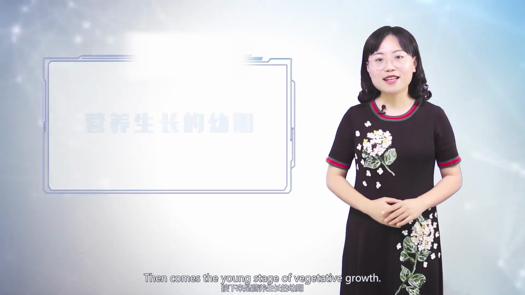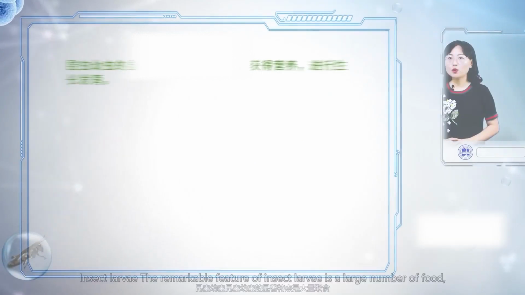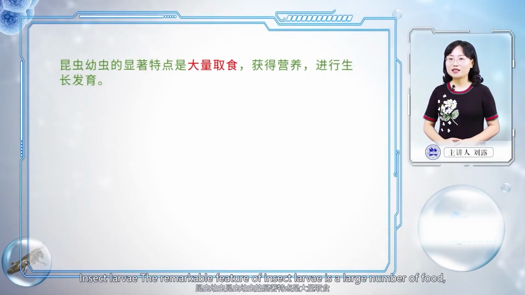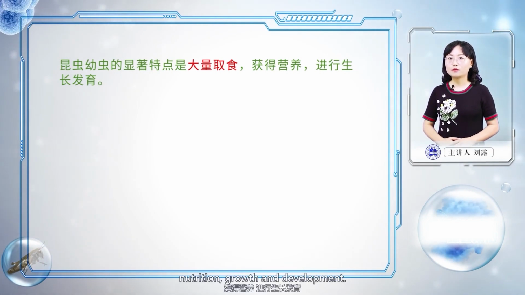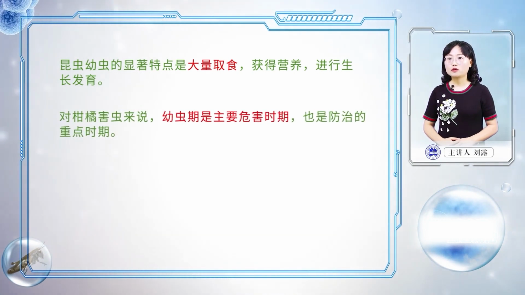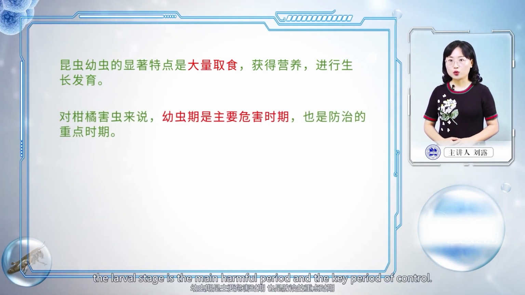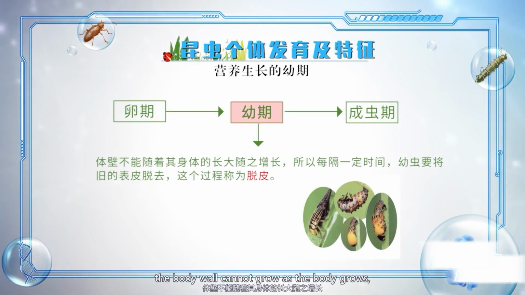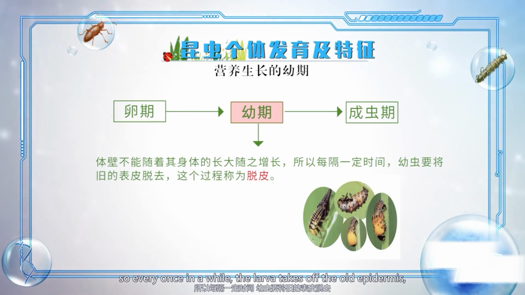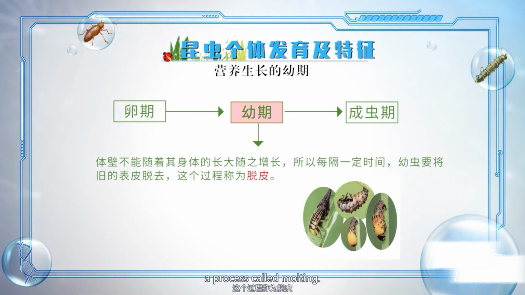Then comes the larval stage of vegetative growth. Insect larvae. The remarkable feature of insect larvae is a large amount of food intake for nutrition, growth, and development. For citrus pests, the larval stage is the main harmful period and the key period of control. During the development of the larva, the body wall cannot grow as the body grows. So every once in a while, the larva takes off the old epidermis, a process called molting.